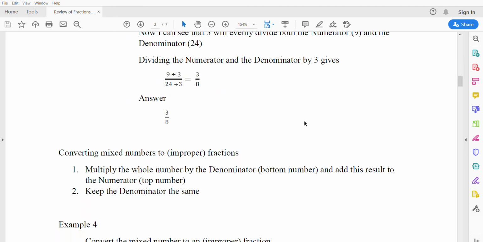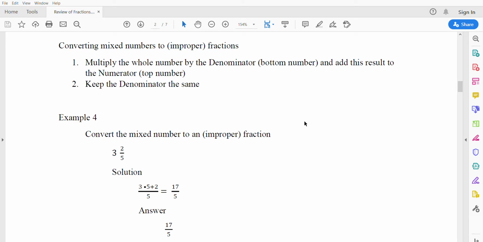Okay, so let's take a look at the next thing. Let's take a look at converting mixed numbers to improper fractions. Now, I call them improper fractions, but some textbooks do not call them improper anymore. They just call them fractions. So that's why I've got the improper in parentheses. So to convert a mixed number to an improper fraction, I'm going to multiply the whole number by the denominator, that's the bottom number, and then add that result to the numerator, the top number. And I keep the denominator the same. So let's take a look at an example of this.